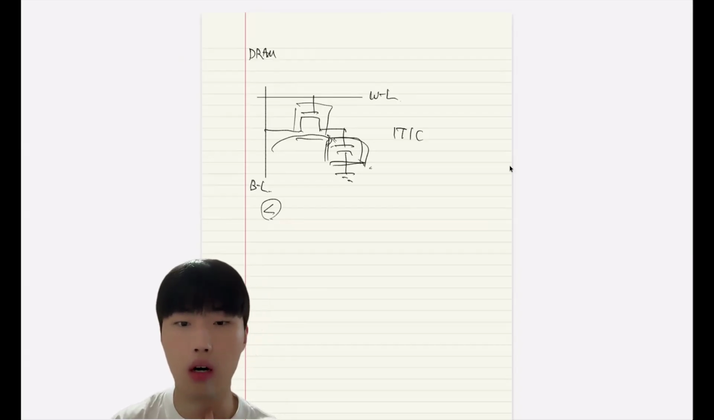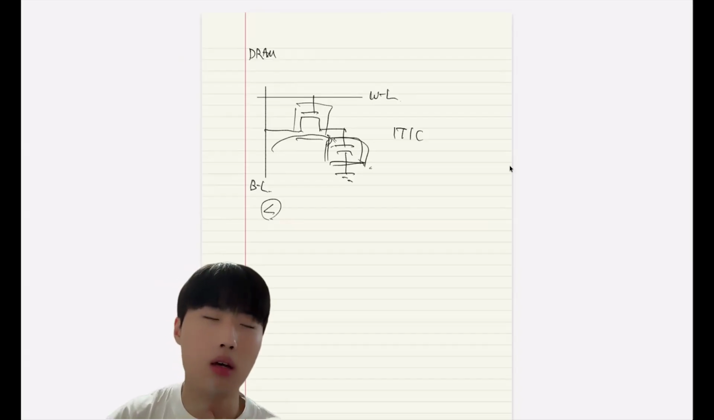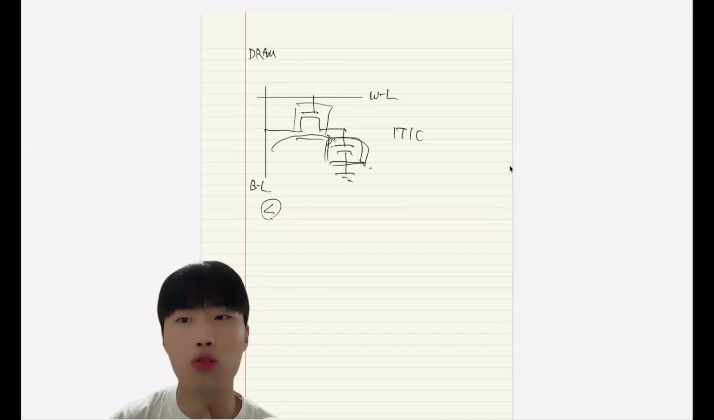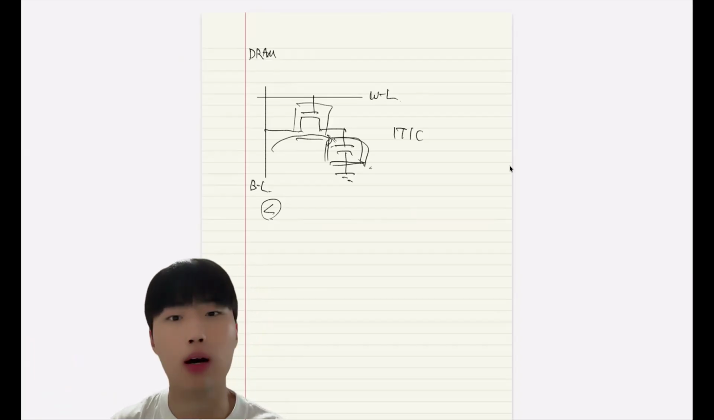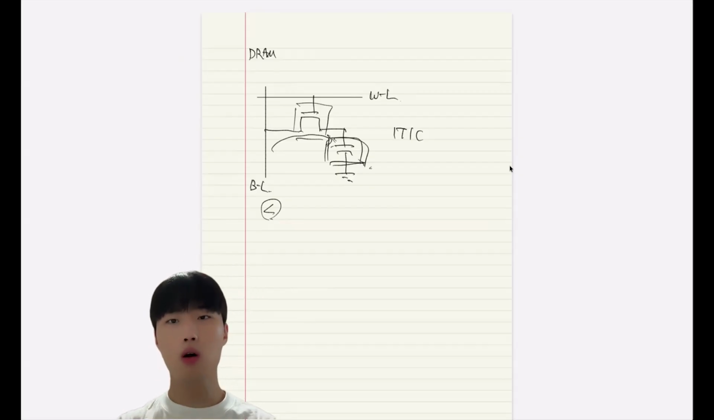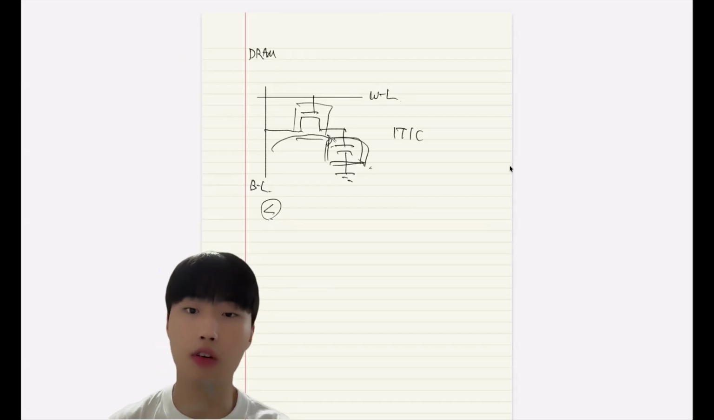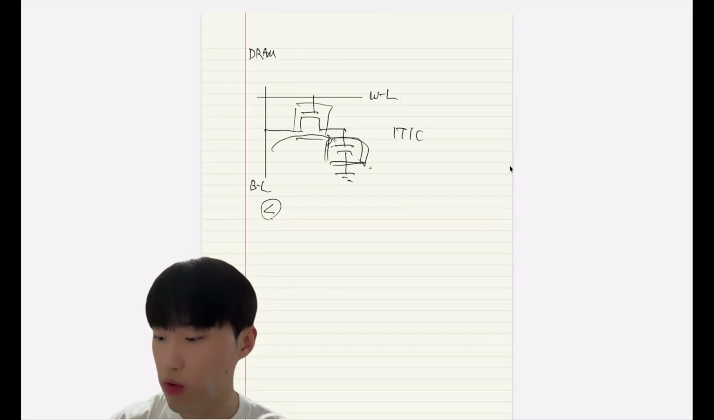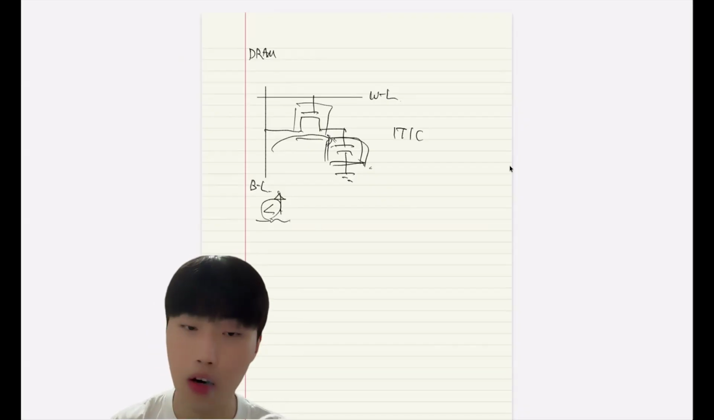The power to sustain this memory goes high. So we have to lower the period of refreshing. How can we lower the period of refreshing? We have to make the capacitance big.